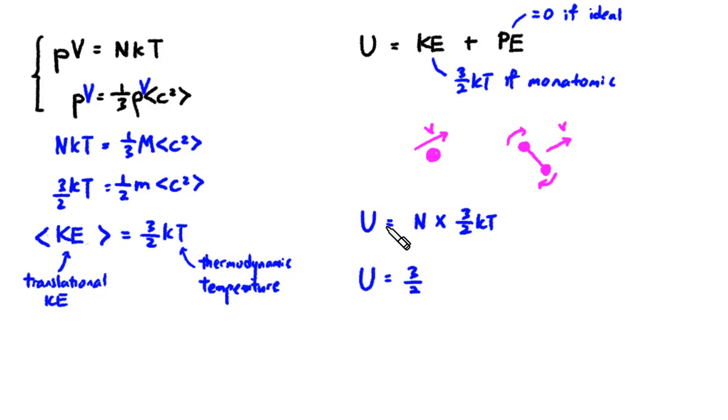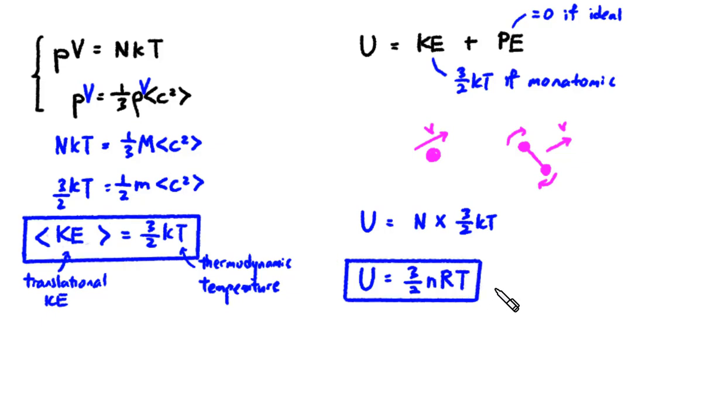So the internal energy of a gas is 3 over 2 nkT, or if you want, you can also write it as 3 over 2 nRT. So just like that, we obtained two rather useful formulas. The average translational Ke is directly proportional to the thermodynamic temperature. The average translational Ke is 3 over 2 kT. We also have the internal energy of an ideal monatomic gas. It turns out to be 3 over 2 nRT.